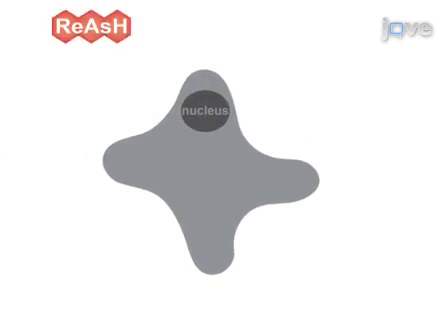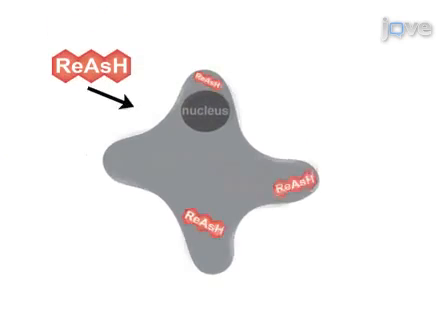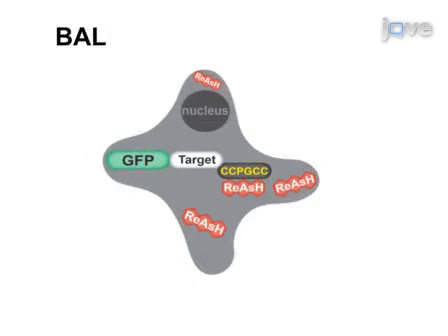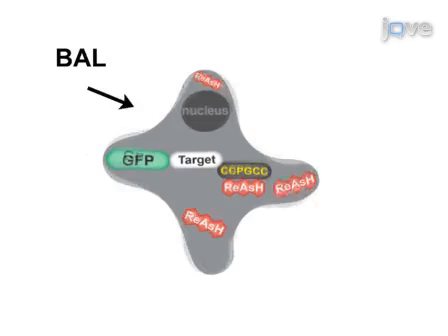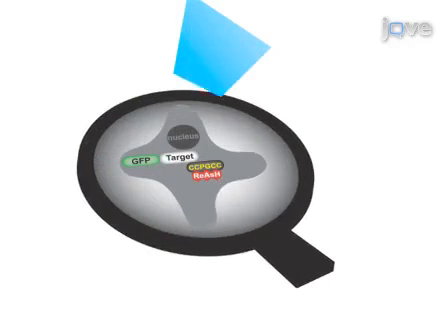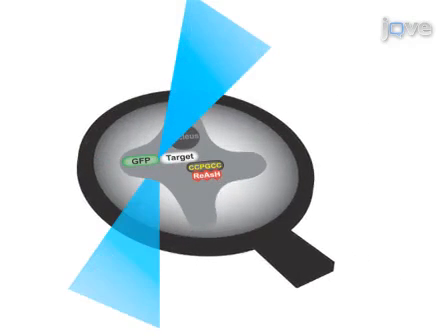Next, the expressed protein is labelled with ReAsH or FlAsH, and the non-specifically bound dye is removed by washing with BAL to prepare for microscopic imaging. Then, a confocal microscope is used to collect fluorescent images of the cells with the ReAsH or FlAsH and fluorescent protein channels.